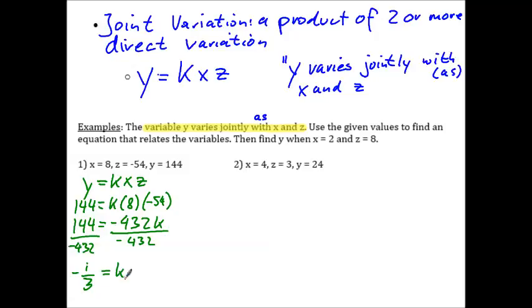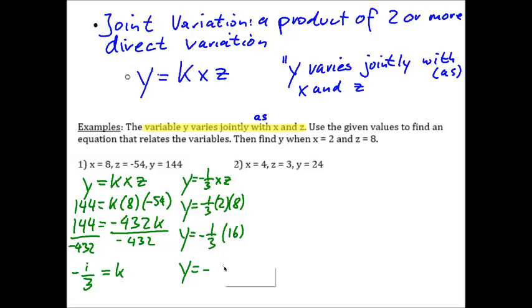So here goes our equation. y is equal to negative 1/3 x times z. Well, then y is equal to negative 1/3 times 2 times 8. y is equal to negative 1/3 times 16, or in other words, equal to negative 16/3. Okay, again, stop the video and do the next one yourselves, and then compare your work with my answers.